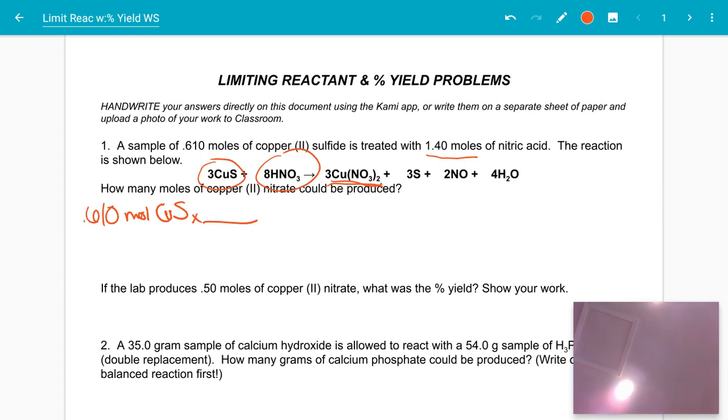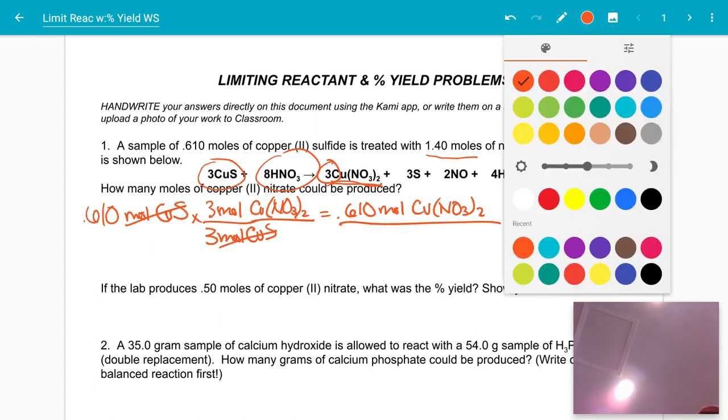Okay, so we're going to do a mole to mole ratio here. So I'm going to put 3 moles of CuS on the bottom, and I'm going to put 3 moles of CuNO3 on the top. And we're going to see the moles of CuS cancel out. Oh, and look at that. It's a 3/3 or a 1-to-1 ratio. So we don't really need to do any math on that one. You could do 0.610 times 3 and then divide by 3. That's fine, but you're still going to end up with 0.610 moles of the product, copper nitrate. 2.